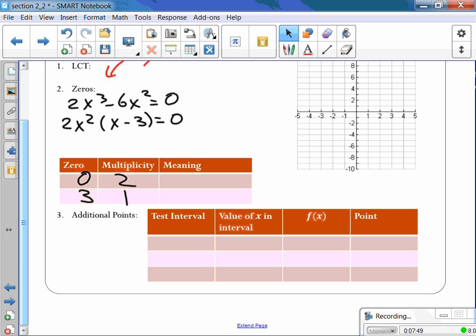So what does that mean? Ashley. Having the even multiplicity for 0 and the odd multiplicity for 3. One of them means it's just touching, and the other means it's crossing through. And a 50-50 chance. For what, both?